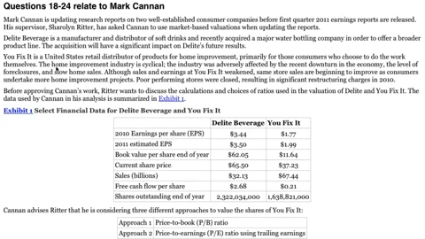YouFixit is a United States retail distributor of products for home improvement, primarily for those consumers who choose to do the work themselves. Well, that makes sense, right, with a name like YouFixit? The home improvement industry is cyclical. The industry was adversely affected by the recent downturn in the economy, the level of foreclosures, and slow home sales. Although sales and earnings at YouFixit weakened, same-store sales are beginning to improve as consumers undertake more home improvement projects. Poor-performing stores were closed, resulting in significant restructuring charges in 2010.